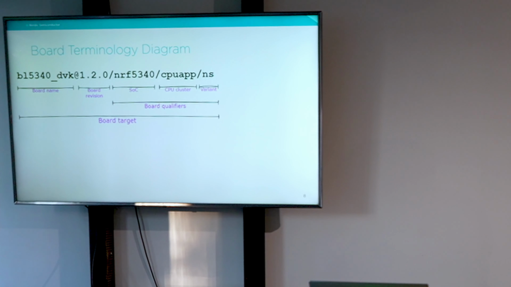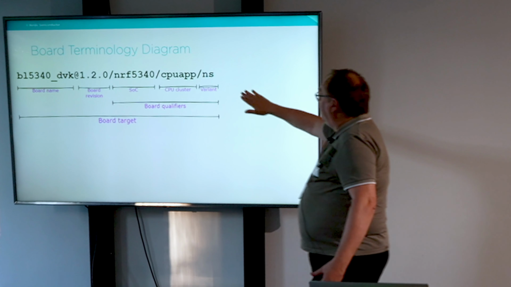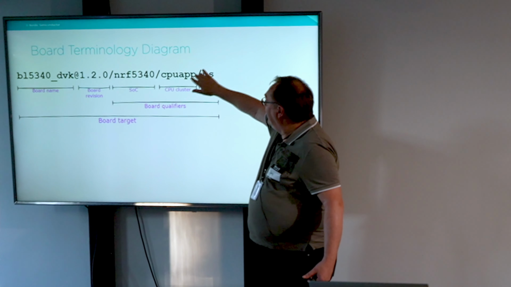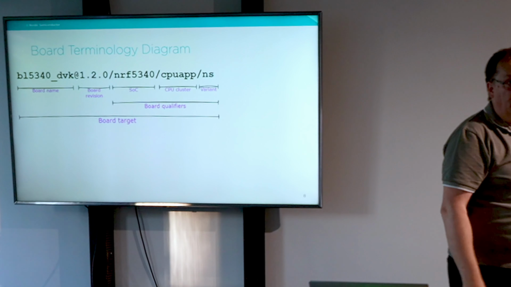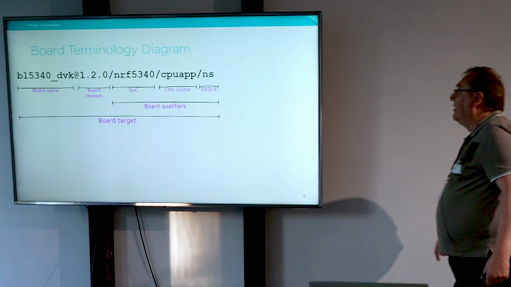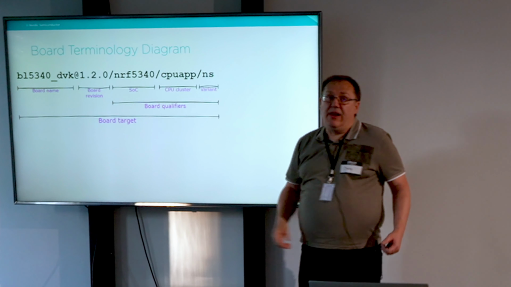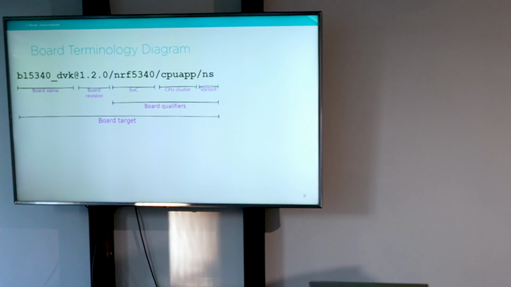And the way it is used now is in the same way as before. If no variant is mentioned here, CPU app basically would use the secure domain if TrustZone is available on this part. And if NS is used, then a non-secure domain is used.